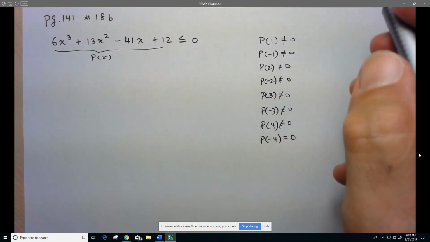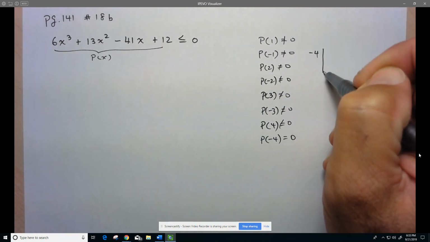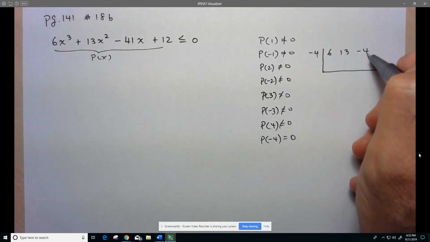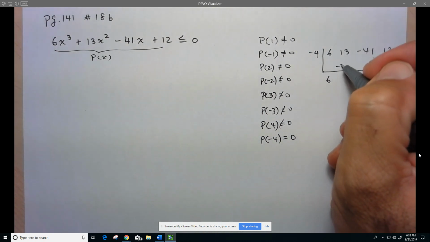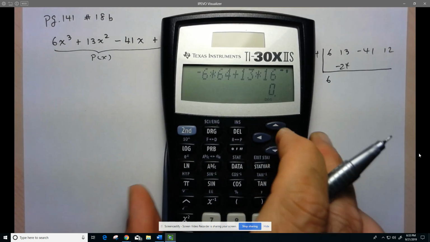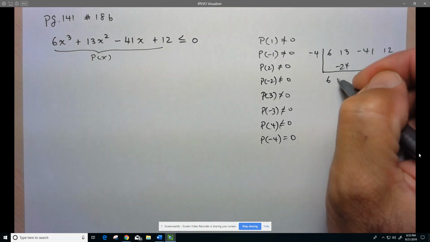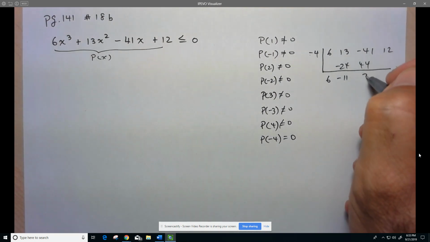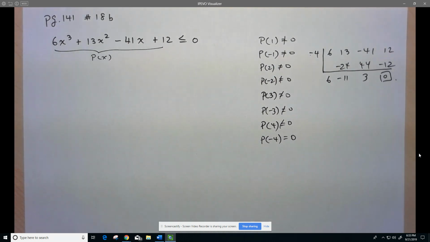So let's now do the division here. It's -4, so I'm going to have -4, and our coefficients are 6, 13, -41, and 12. So 6, this is going to be -24. So 13 minus 24 is -11. This is going to be 44. So negative 41 plus 44 is 3. And then negative 4 times 3 is negative 12. So I get my remainder of 0.